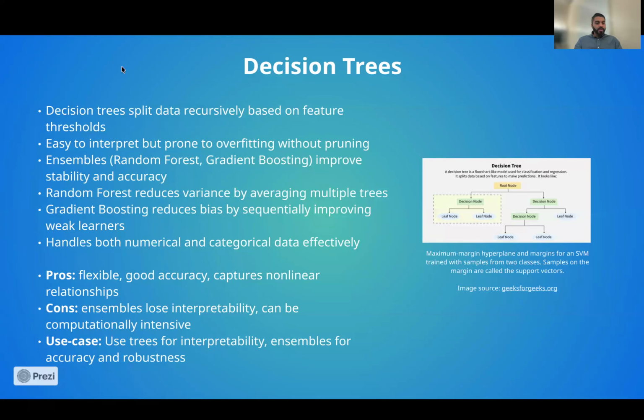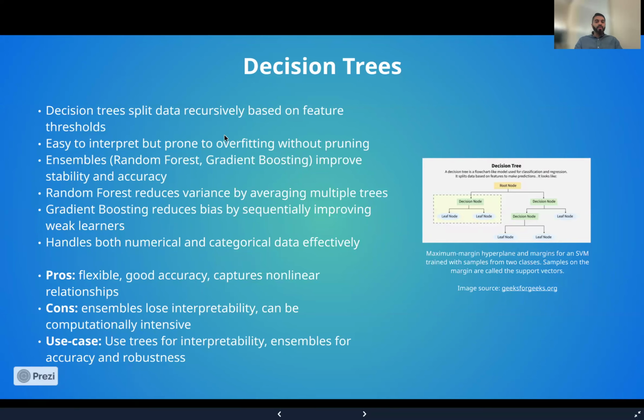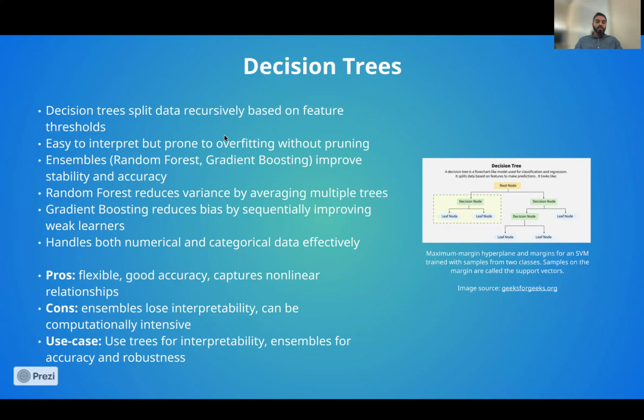And again, like I said, we'll discuss this in more detail, but just at a top level, overfitting is a big concern with decision trees, and this is how we alleviate some of that concern. Gradient boosting is yet another technique. It's a boosting technique, as the name suggests, and it reduces bias by basically coming up with sequential weak learners.